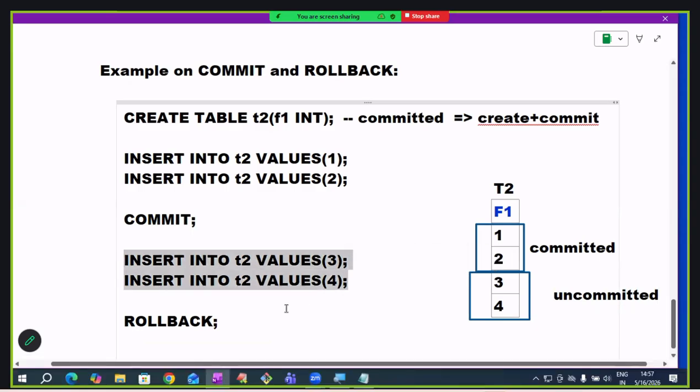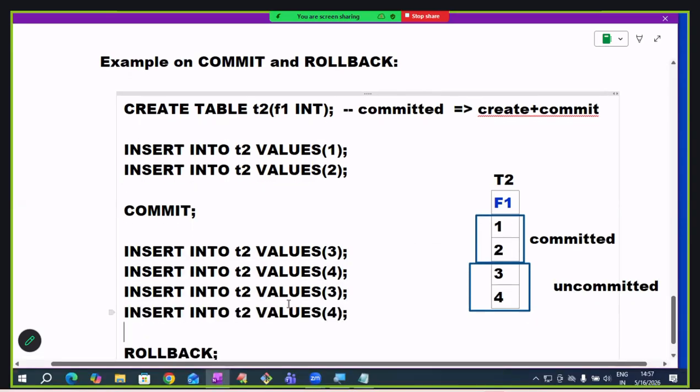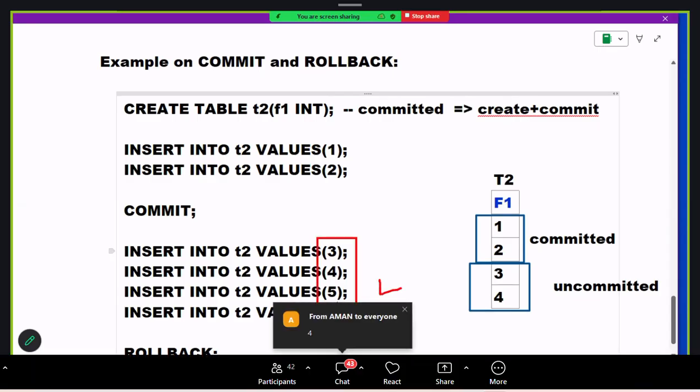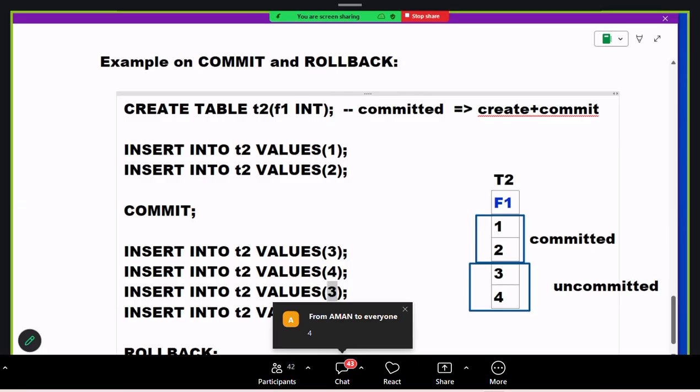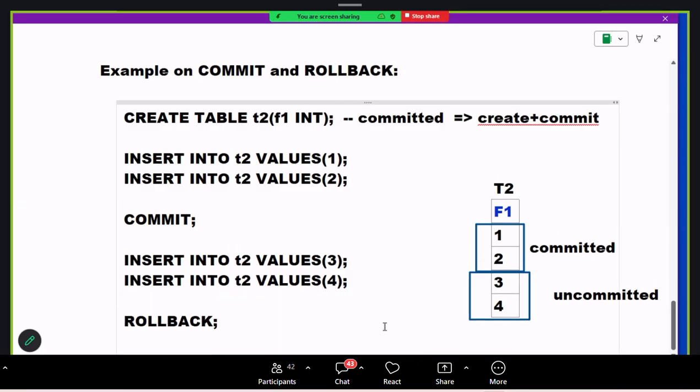Okay. Suppose I am writing like this, 5, 6, 5, 6. Now, how many uncommitted actions are there? 4. If I use rollback, how many actions will be cancelled now? 4 actions. Always rollback cancels uncommitted actions.